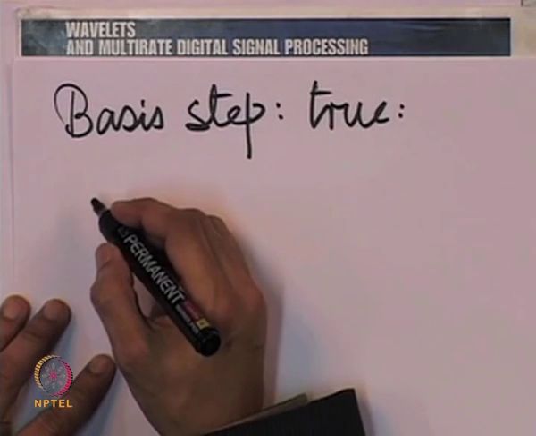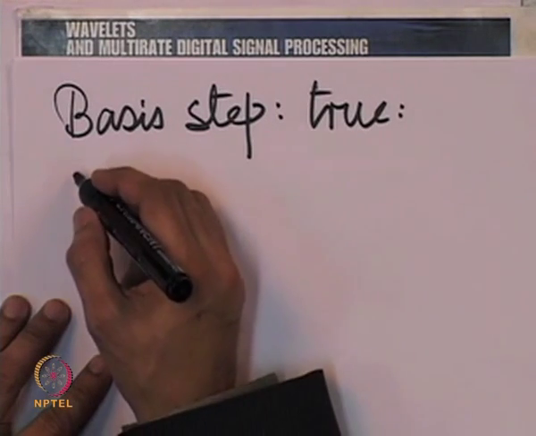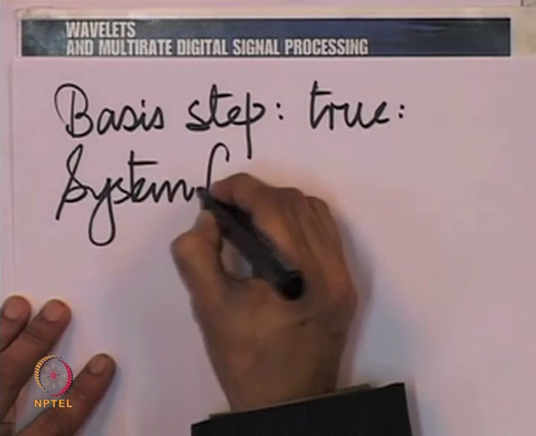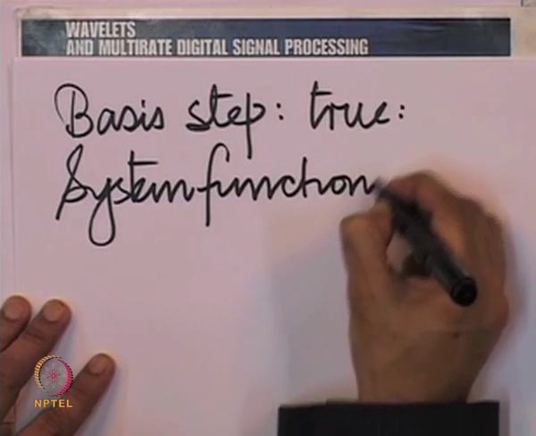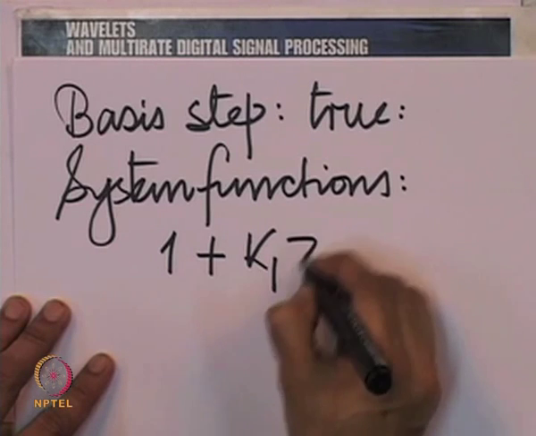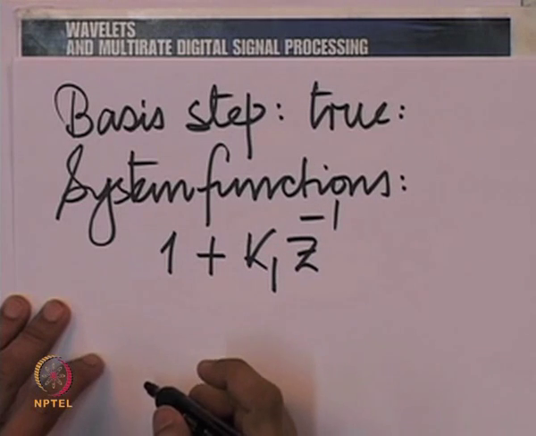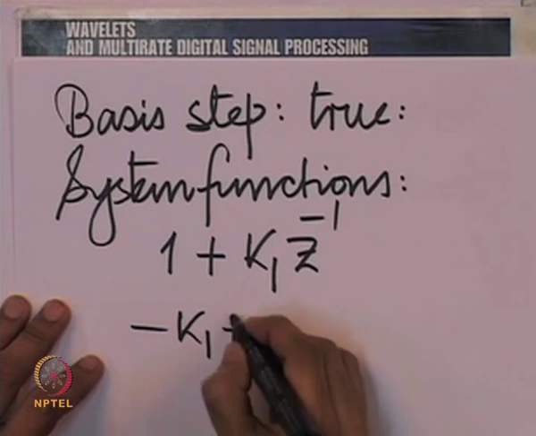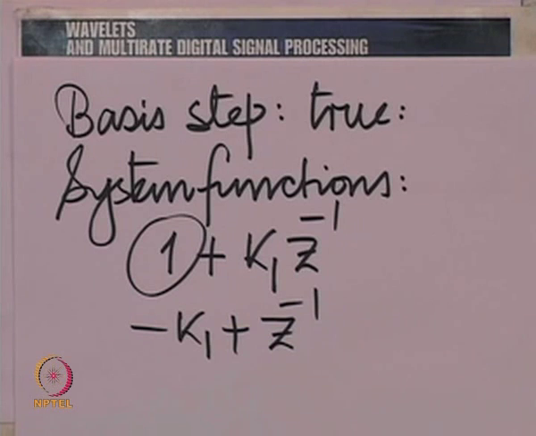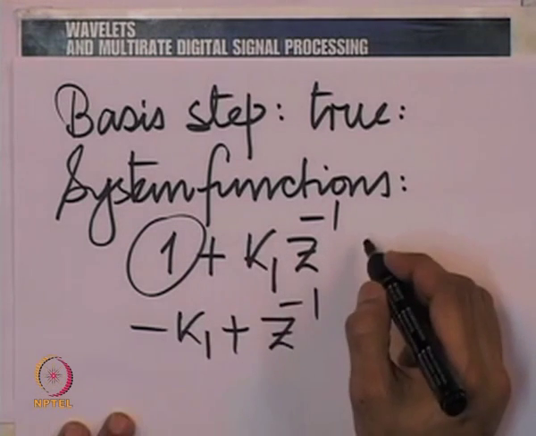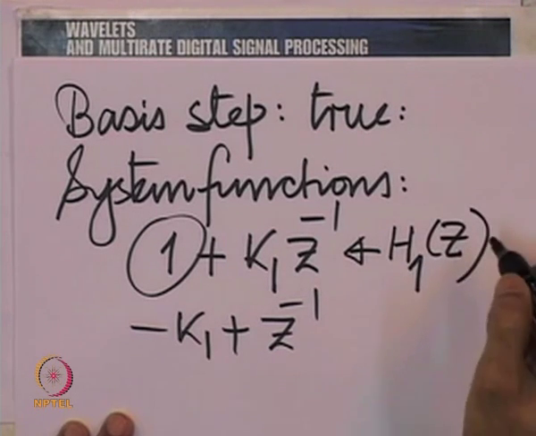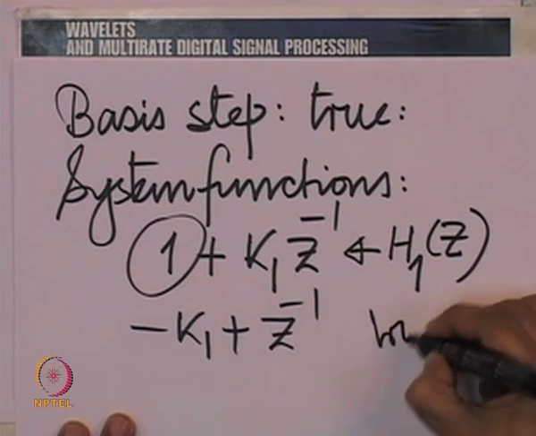You will recall that in the base system, the system functions were very simple. They were essentially 1 plus k 1 z inverse and minus k 1 plus z inverse. And here, of course, this was the coefficient of z raised to the power of 0 in H 1(z), if you please. And therefore, it is true.